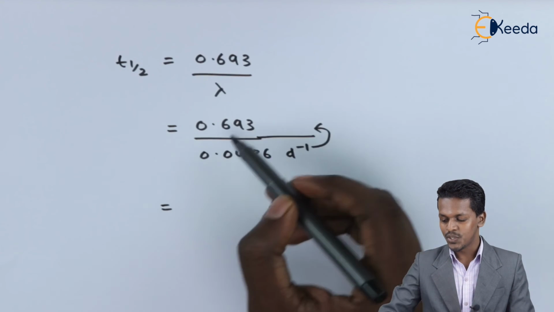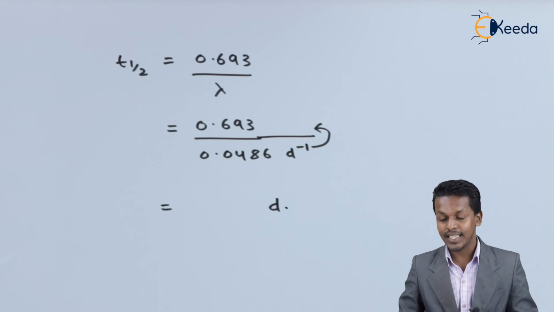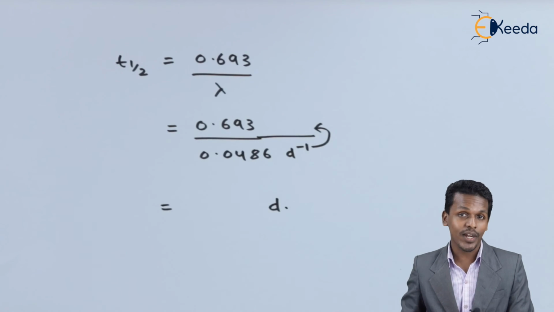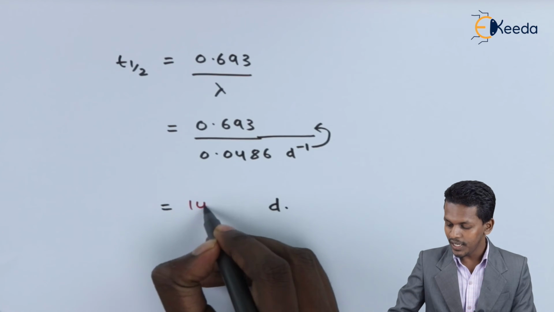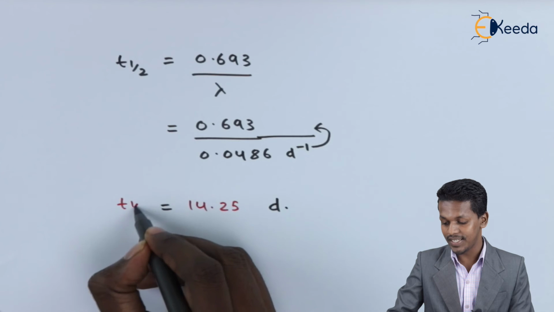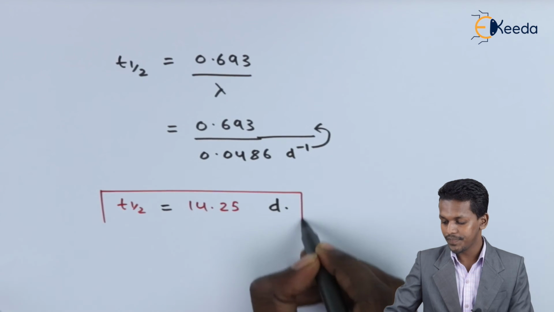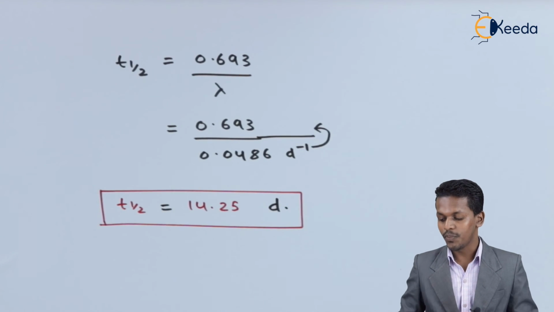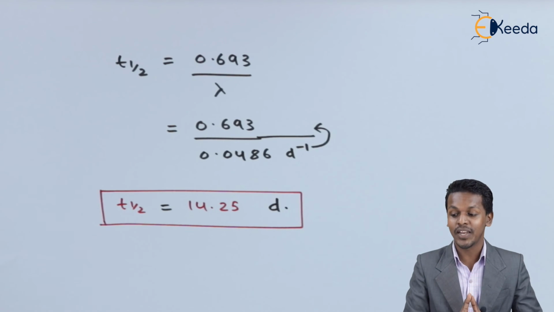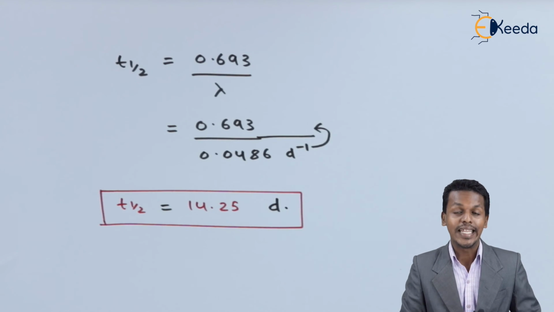So let us calculate this and see what value of t half we have got. After calculating this, we have got a value of 14.25 days. That is, the t half, the half-life, is found to be 14.25 days. And this is how we can calculate any kind of numerical related to the decay constant.